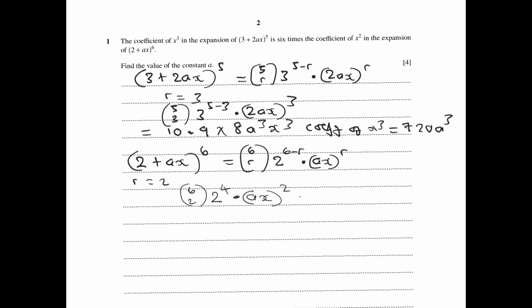All right, and now if we are to simplify that, 6 combination 2 will give me 15, multiplied by 2 to the power of 4, that is 16, and then we have a squared x squared. That's what we actually have in there. So the coefficient that we are looking for there is 15 times 16, that will give me 240a squared. So that there is the coefficient of x squared.